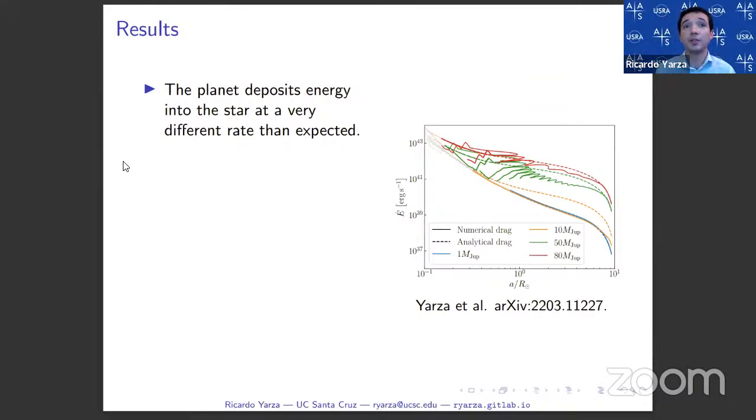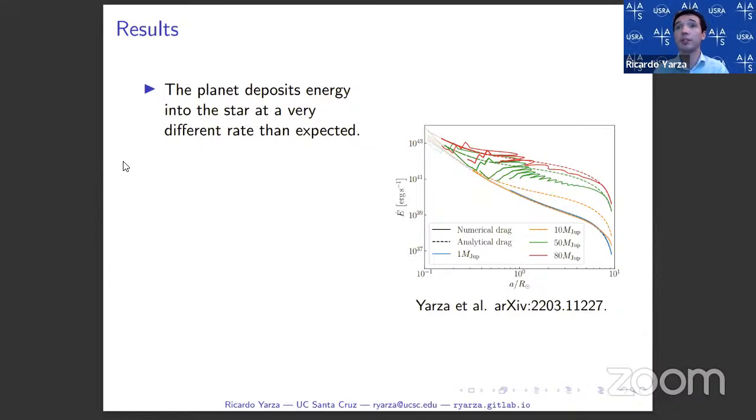Now I will discuss some of our results. The first is that the rate at which the planet is depositing energy into the star is different than you would expect from performing pen and paper calculations. And you can see that in the plot on the right, which is showing the energy deposition rate.